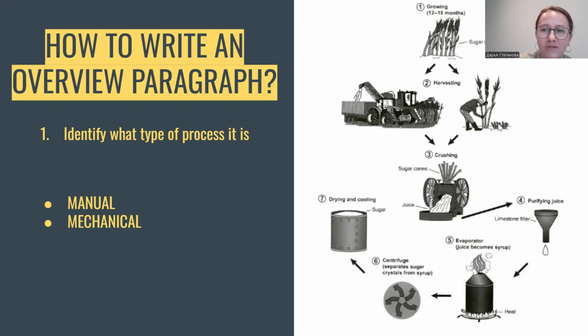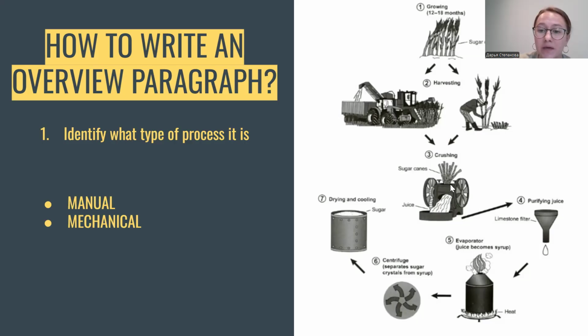You see that the harvesting of sugarcane can be performed with the help of some human labor. So we can say that this process involves some human labor, and it is also mechanical because some heavy machinery is depicted on the chart.